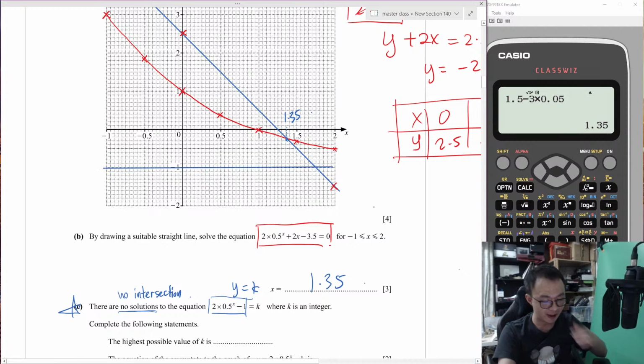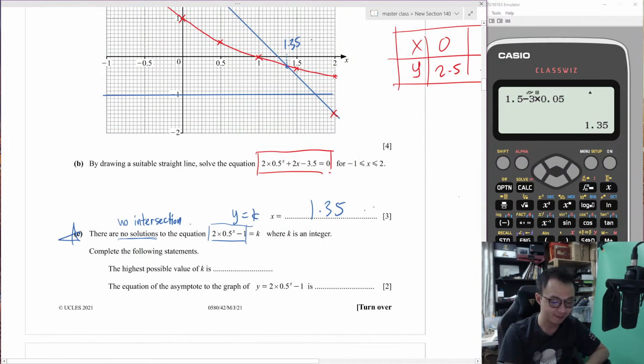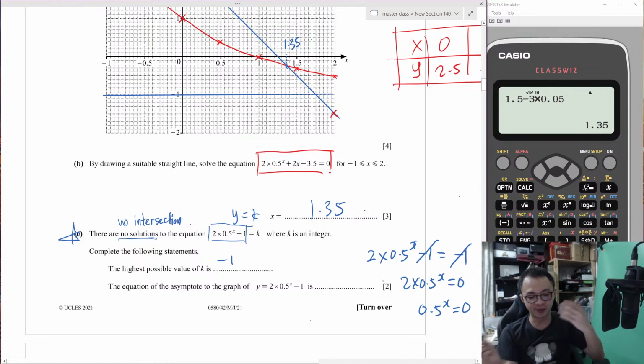Okay, so therefore my k value here is -1. But some students ask, why is it -1? You can try it out. No solution means there's no way you can solve it. So 2 multiply 0.5 power of x minus 1 equals to -1, plus 1 for both sides. Then 2 multiply 0.5 power of x equals to 0. Then 0.5 power of x equals to 0, because 0 divided by 2 is still 0. No matter what your power of x is, there's no way you get the 0.